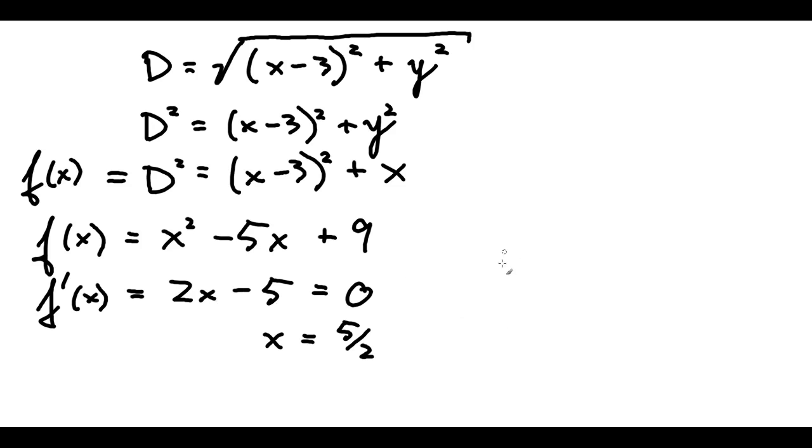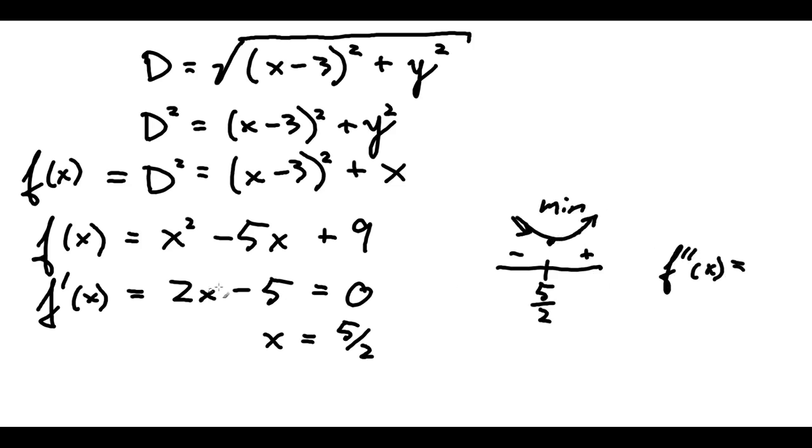If we use a first derivative test on 5 halves, we see that for lesser values of x, this is going to be negative. For greater values of x, it'll be positive. So the function is decreasing and then increasing, so it looks like we've found a minimum. If we use the second derivative test, f double prime is equal to 2, which is always positive, so that means this is concave up, and again we have a minimum.